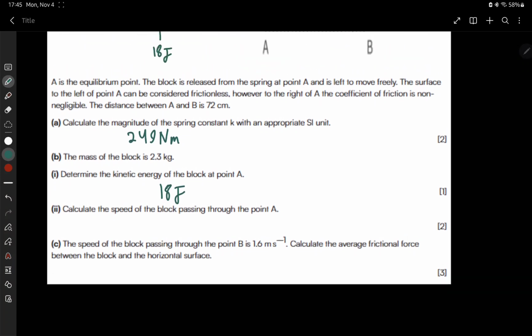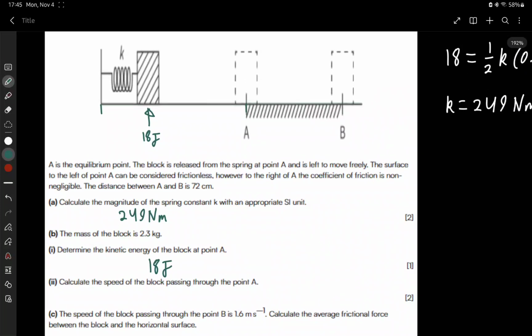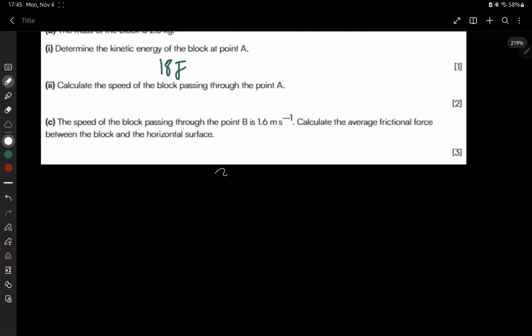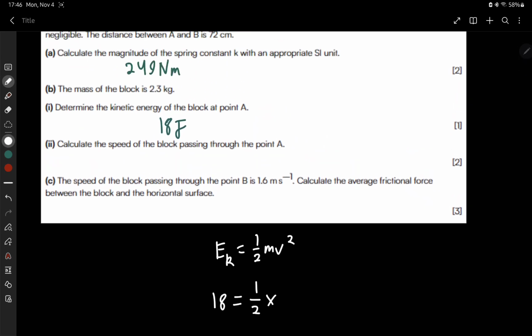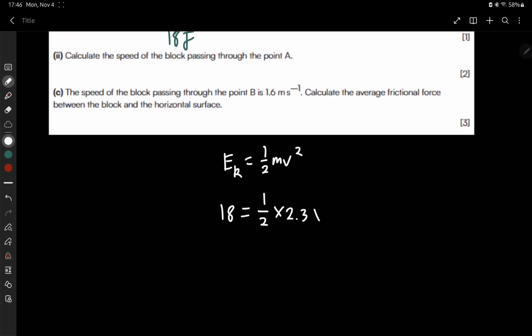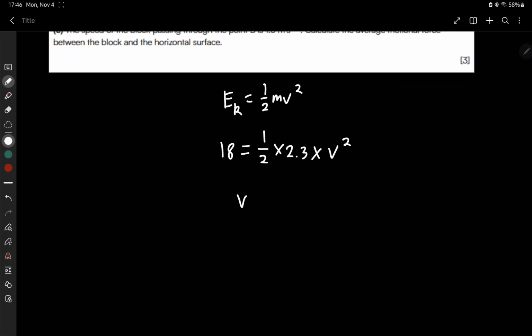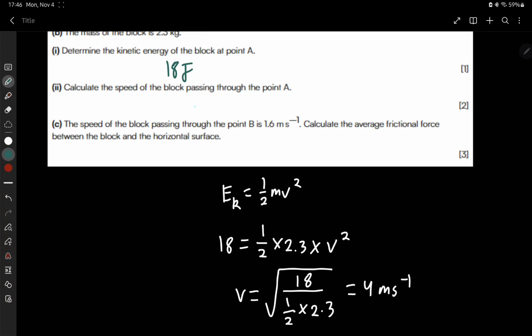Calculate the speed of the block passing through point A. Well, we know that the kinetic energy of the system is 18 joules. So if we just look at the equation, we can sub in 18. And we know the mass because it's given to us as 2.3 kilograms. A little bit of rearranging to find the velocity gives us around 4 meters a second. And well, that's your answer.